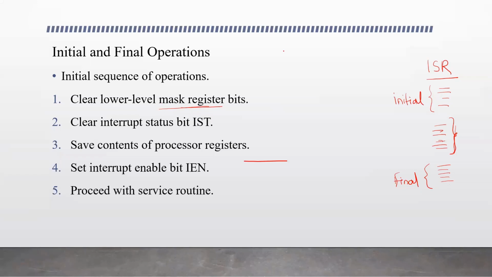Let's say we have a disk, then a printer, a reader, and the keyboard.